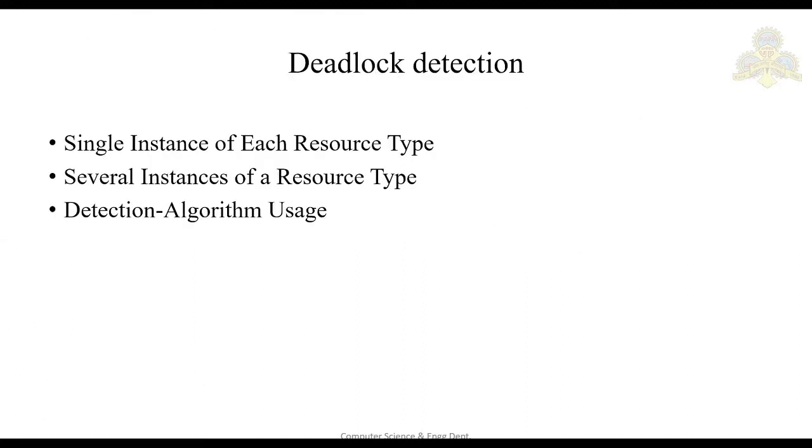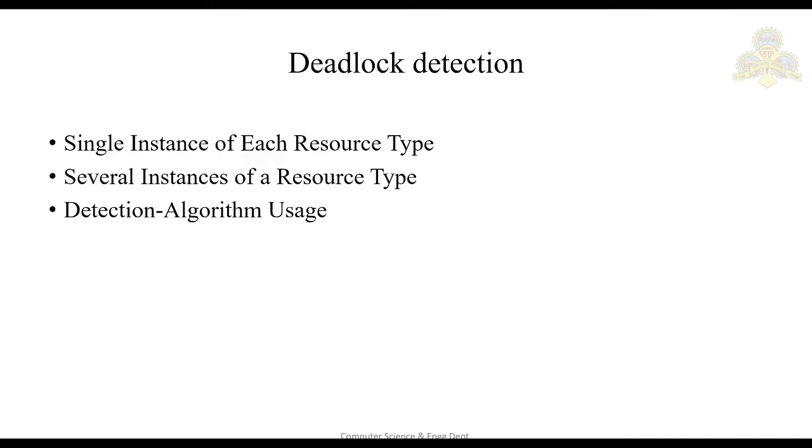Okay. Next topic, that is deadlock detection. If a system does not employ a deadlock prevention or deadlock avoidance algorithm, then a deadlock situation may occur in your system. So in that environment, the system has to provide two things: an algorithm that examines the state of the system to determine whether a deadlock has occurred, or it can also provide an algorithm to recover from the deadlock.